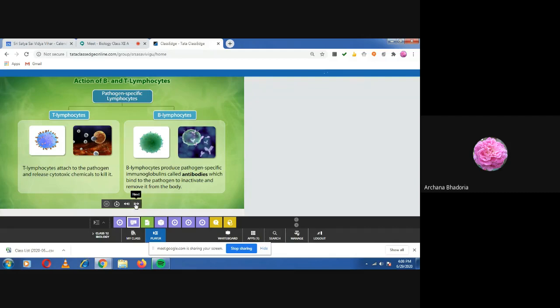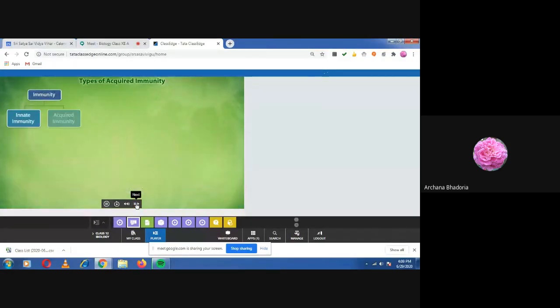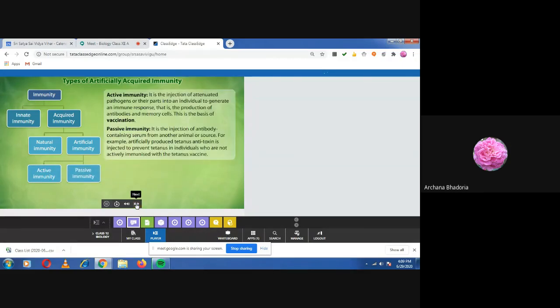Bone marrow itself. Okay. What is the difference in their action mechanism? Ma'am, T lymphocytes attack the pathogen and release cytotoxic chemicals to kill it. And B lymphocytes produce pathogen specific immunoglobulins called antibodies. Okay. So I hope this is very clear to everyone. So this was all which we have done. So the natural immunity and the artificial immunity you understood? Yes, ma'am. So artificial we did, they are of two types.